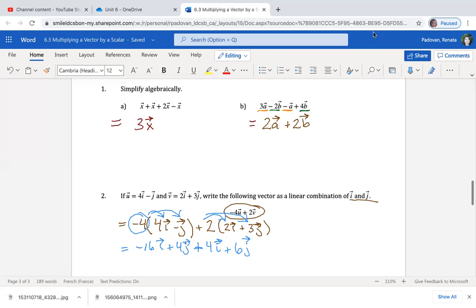So I would probably color code this. So vector i and vector i, and I could even use the same color, but circle, right? Vector j and vector j. That's going to be equal to negative 16 plus 4, which would be negative 12 vector i, positive 4, positive 6, so positive 10 of vector j. And it's already in alphabetical order. The i comes before j. So I would probably just leave it in that order, even though we've got the negative in front.